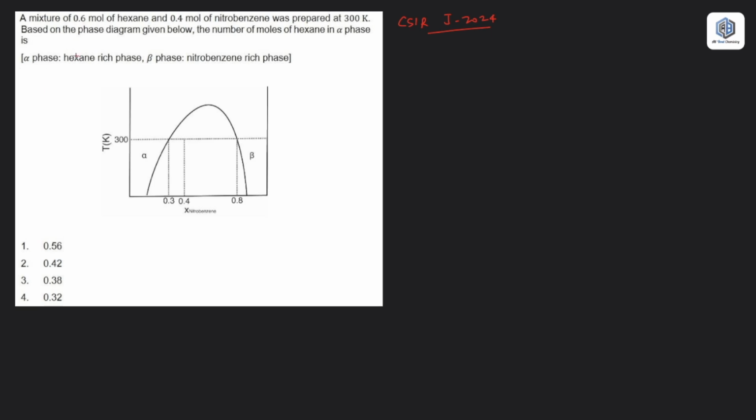Now, alpha phase is the hexane rich phase and beta phase is the nitrobenzene rich phase, okay. So if you look at this phase diagram, it shows you certain values. This is the temperature which we have, and over here you can see this is alpha phase, this is beta phase, and then you have different options like 0.56, 0.42, 0.38 and 0.32, and these lines show different values over here.